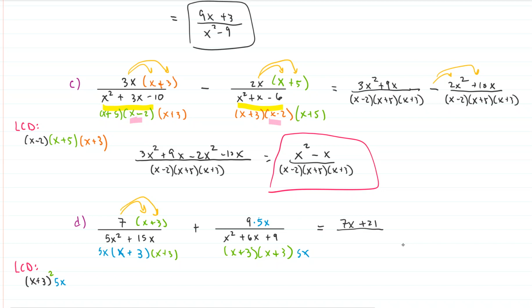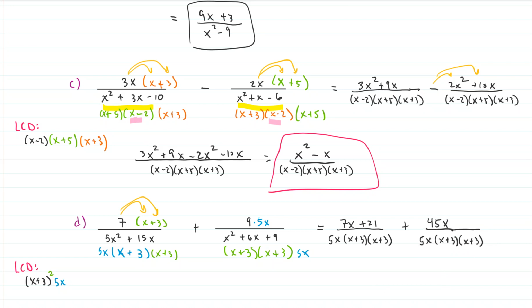And we have our common denominator, which is 5x there, and then we have x plus 3 times x plus 3. I'm going to copy that because that'll come in handy. We also have our right term. 9 times 5x is 45x. And in the bottom, we have our common denominator.